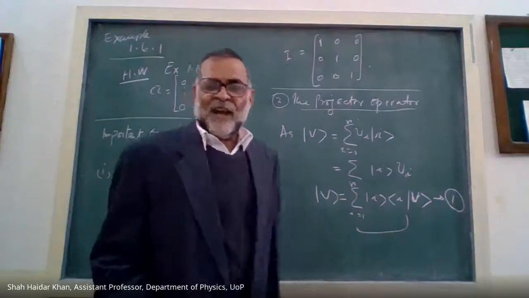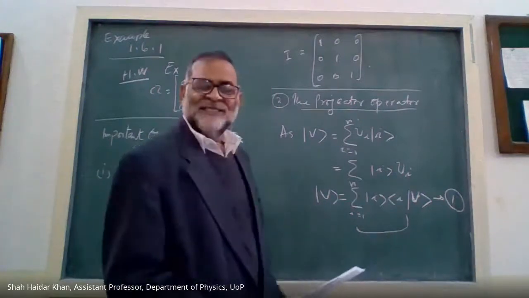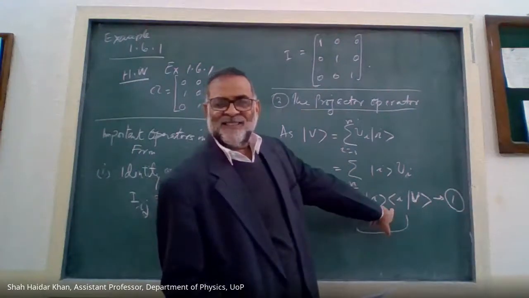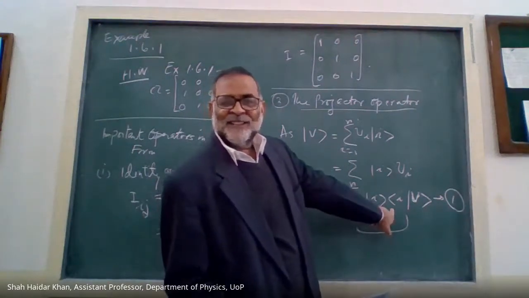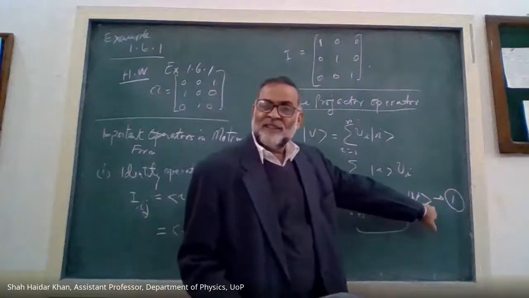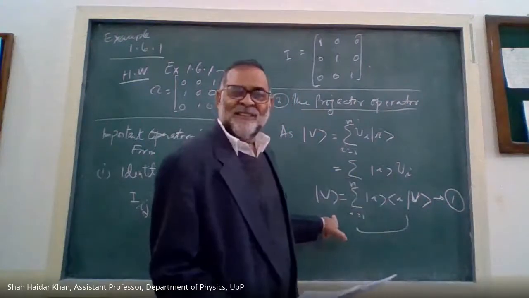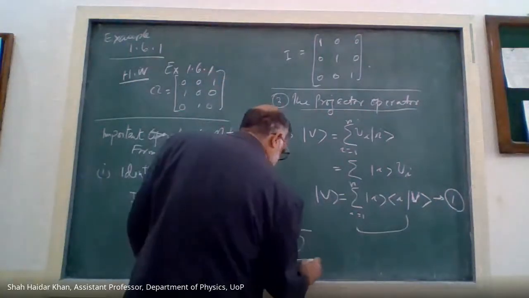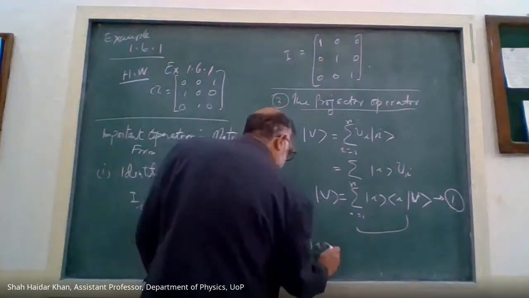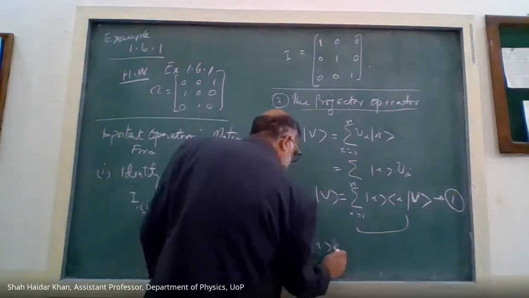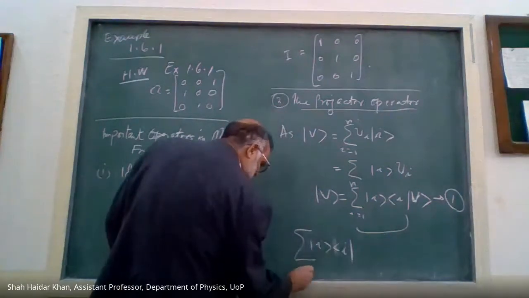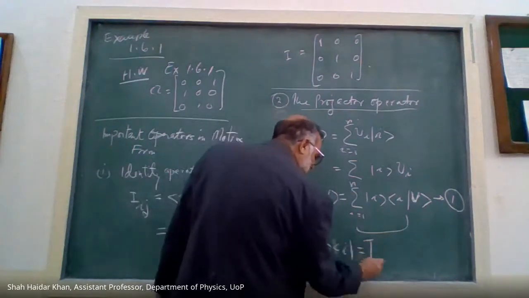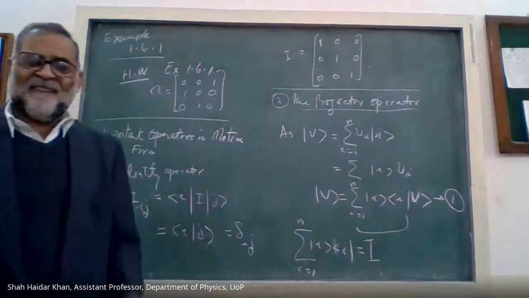So here we get a very important result. We can say that this is like an identity operator. Identity operator acting on a ket, giving you the same ket. So we can say that the sum of |i><i|, with i from 1 to n, is equal to I.